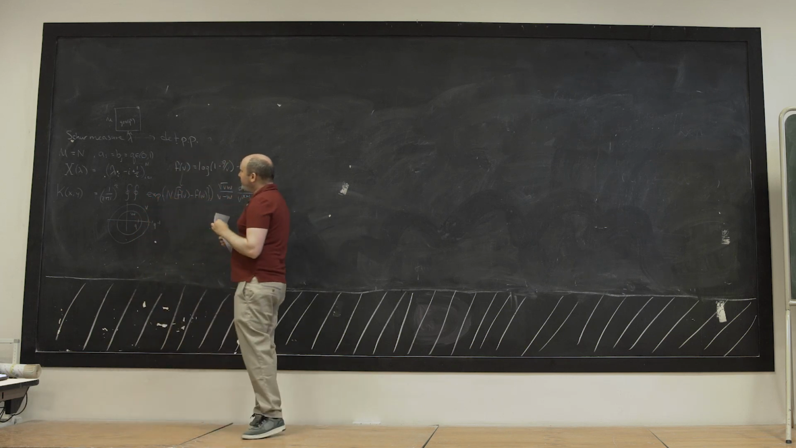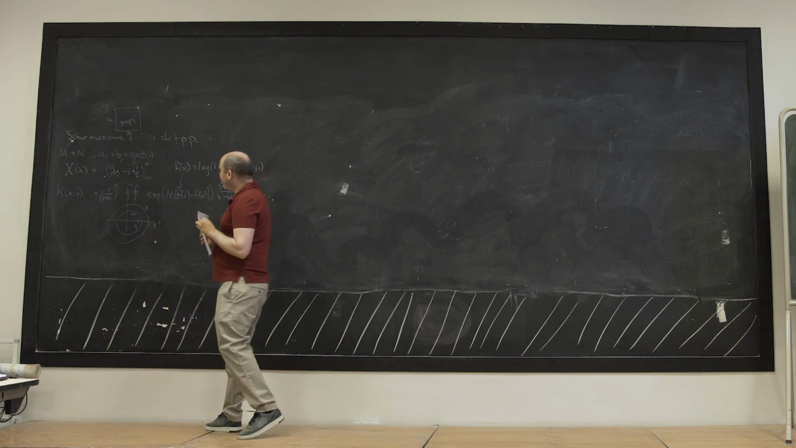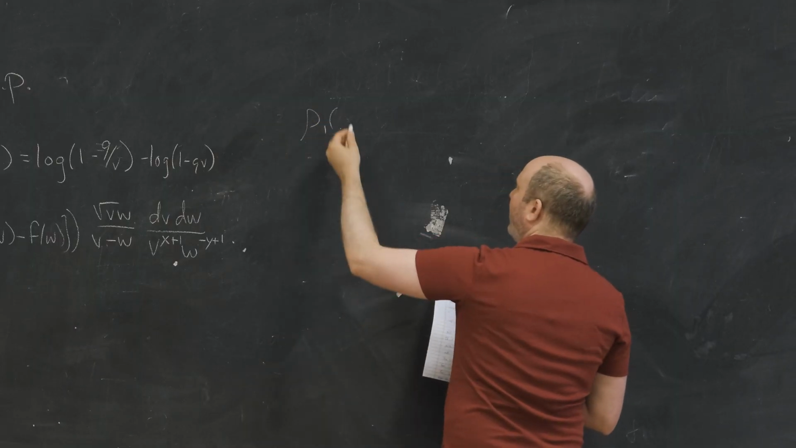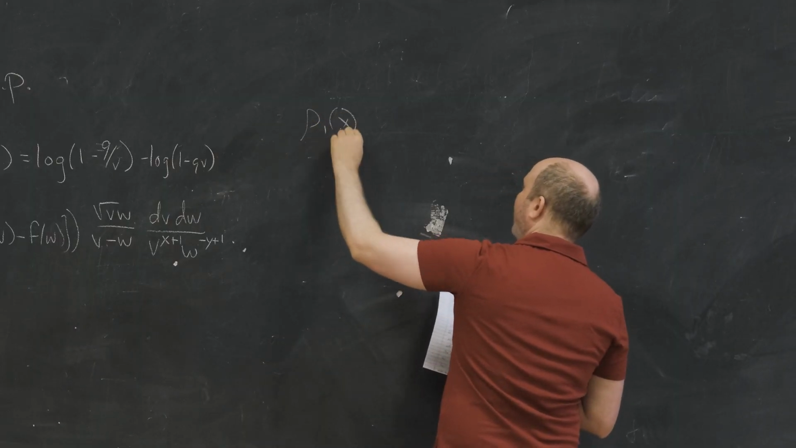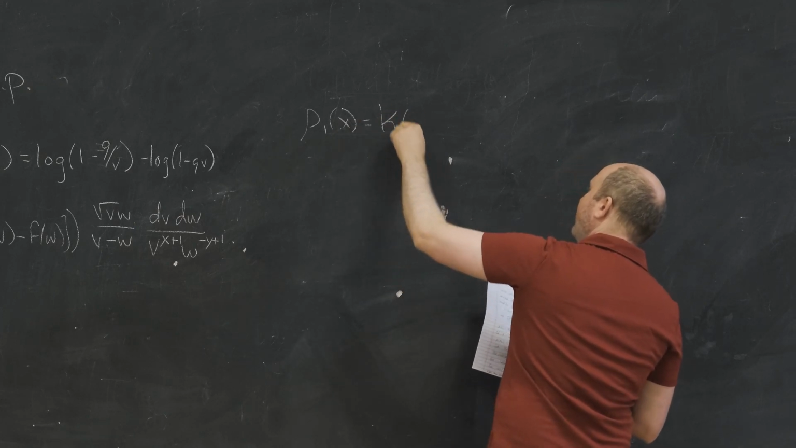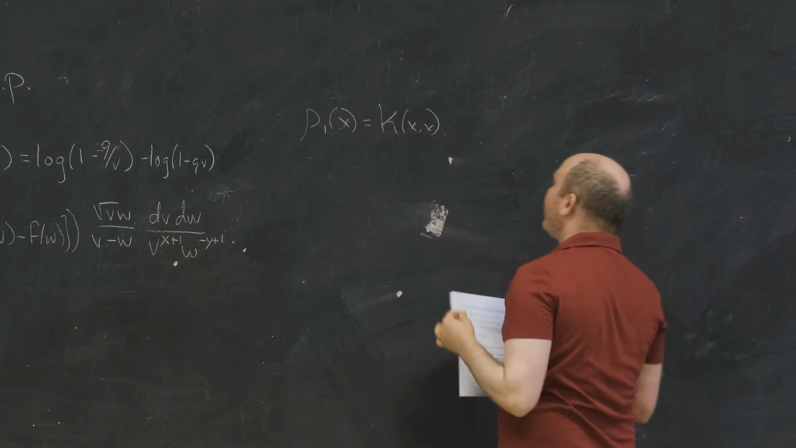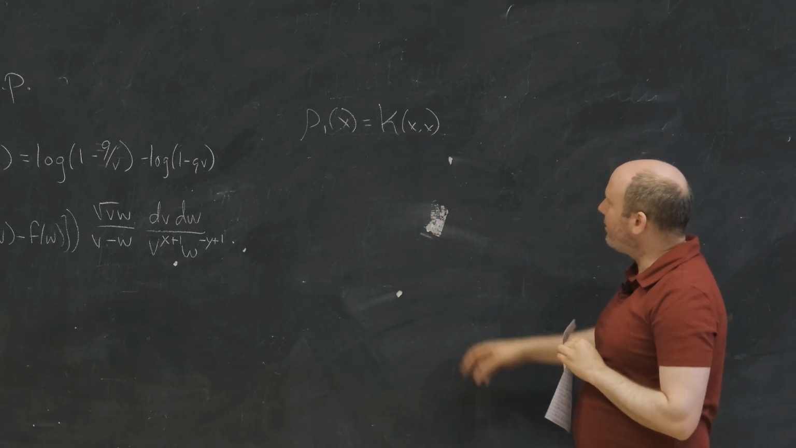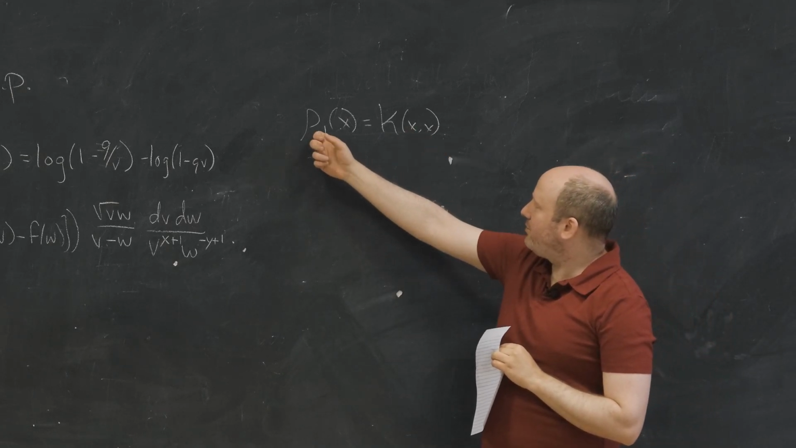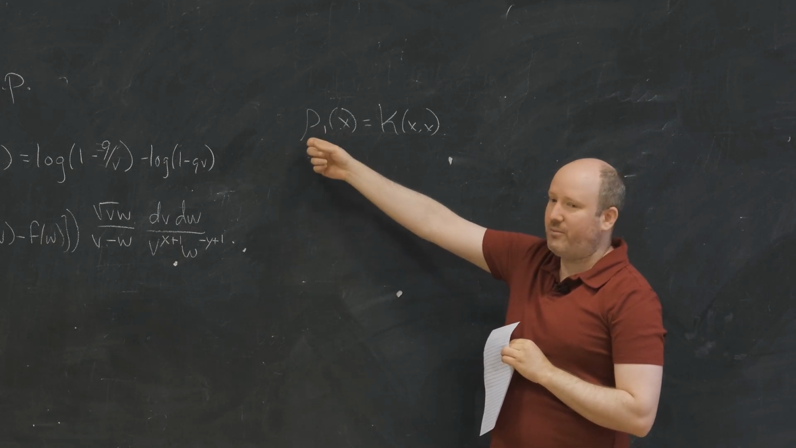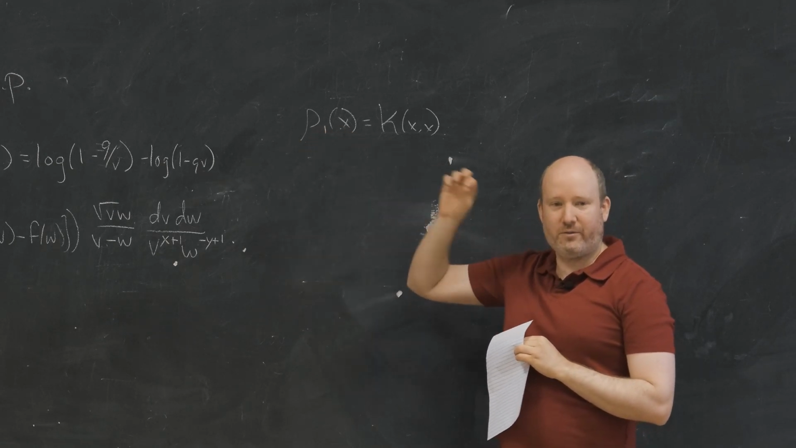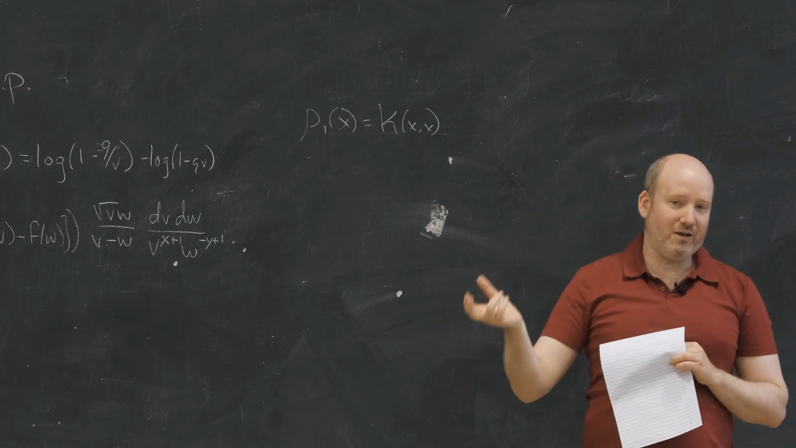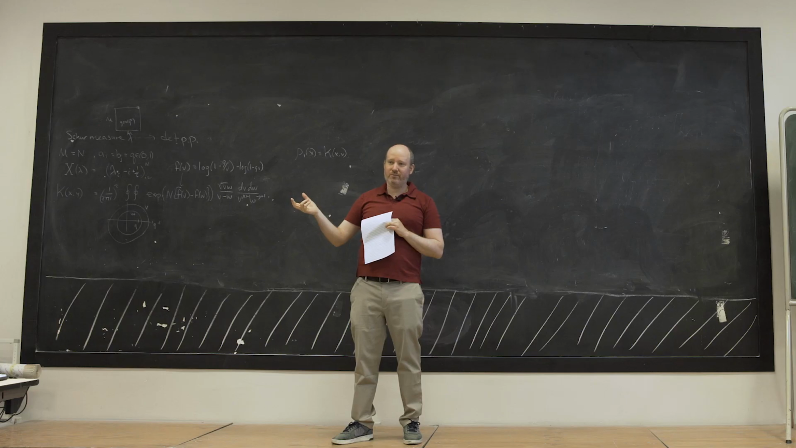So the first thing that we can do is we can observe that the first correlation function, rho 1 of x, is just K of x, x. So the first correlation function is a 1-by-1 determinant, so it's just the diagonal entry. And this is equal to the probability that x is in my point process. So in general, the one-point correlation function just gives you the empirical density of your point process.